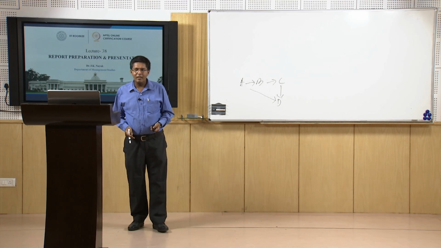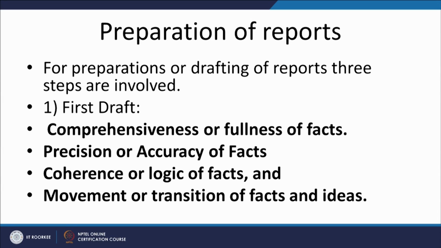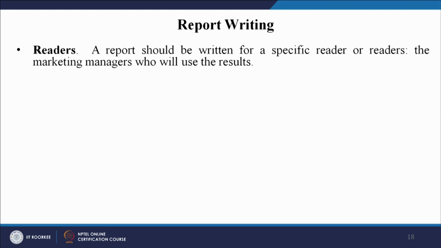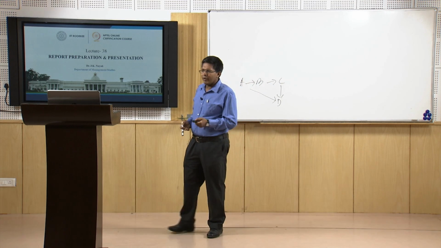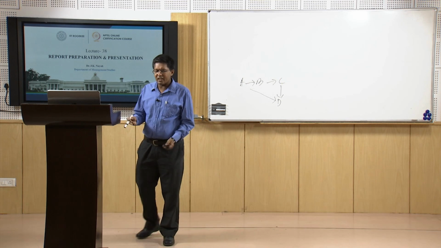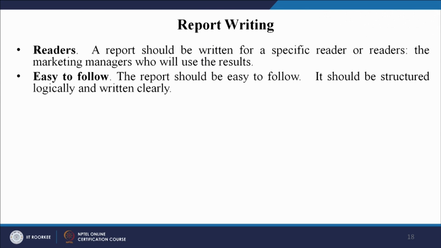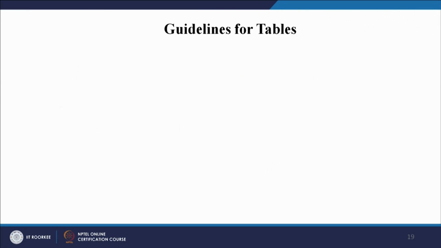Okay. So, preparation of drafts: there is a first draft, second draft, third draft. The first draft includes the comprehensiveness or fullness of the facts, precision or accuracy of facts, logical flow, and the movement or transition of the facts and ideas. Similarly, this is the first stage, the first report. The second report I think is there.